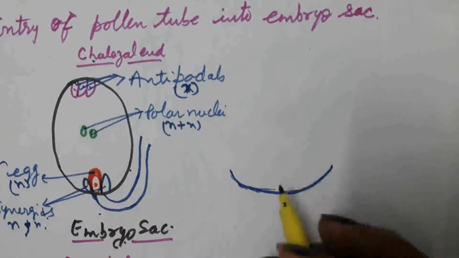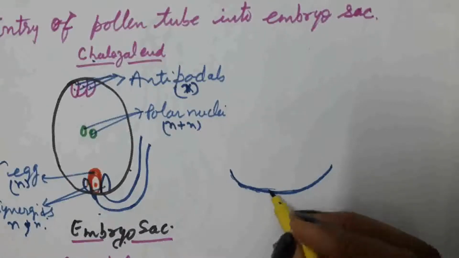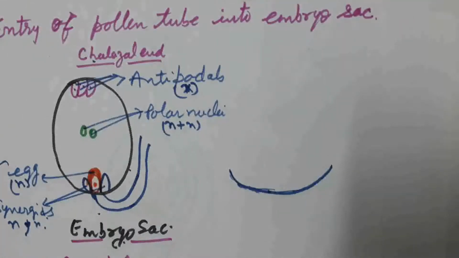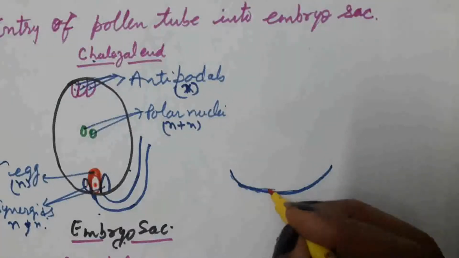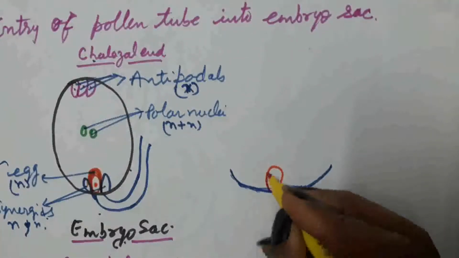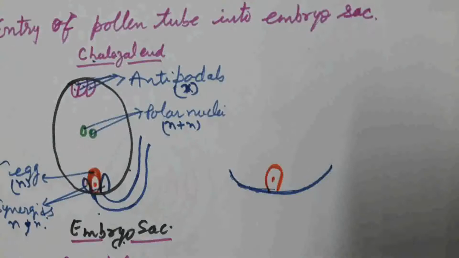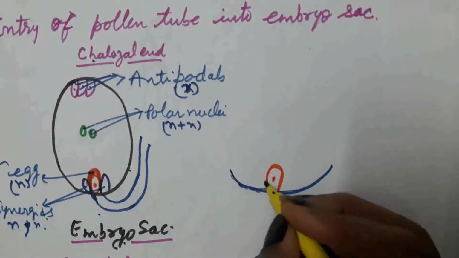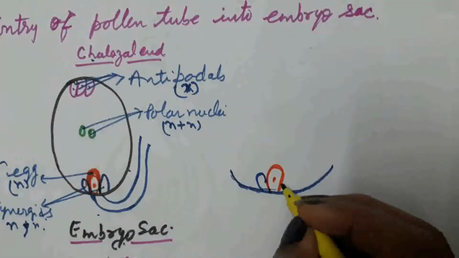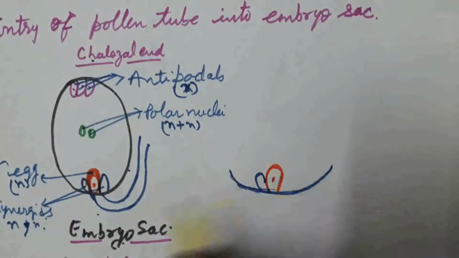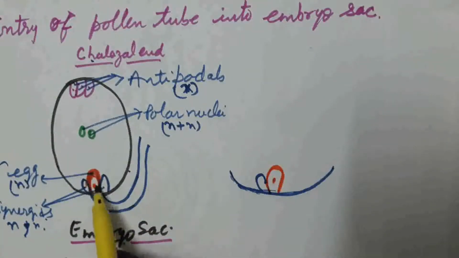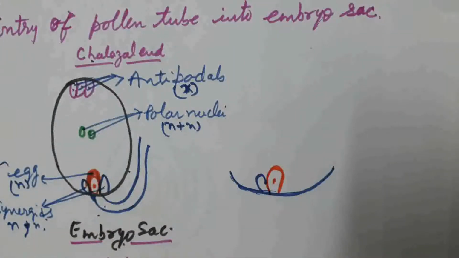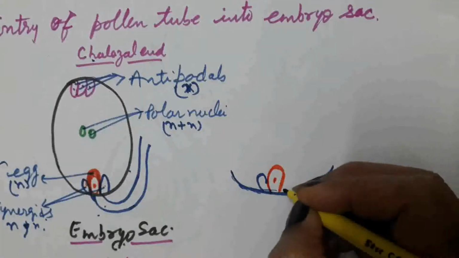This is the embryo sac. In the center, the egg cell is there, that is the bigger one, and on the side synergids are present. This is one synergid and this is another synergid. When the pollen tube enters inside the embryo sac, it enters through one of the synergids, and that synergid starts degenerating.